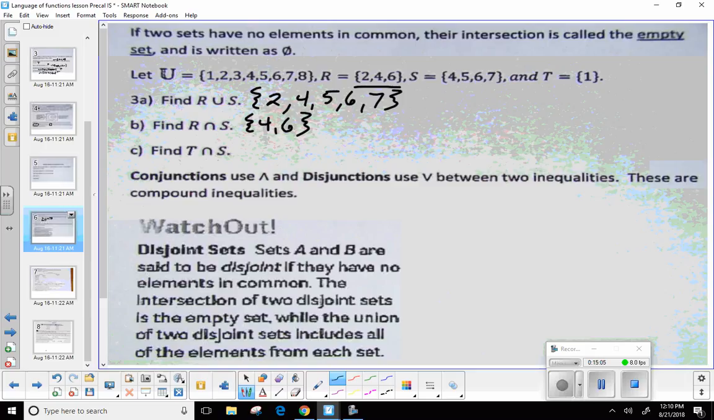So what do I want to do with T and S? What they have in common. I want the intersection. So what's in S that's also in T? Nothing. So what would that be? No solution. Okay, we could say it's the empty set. We could say it's the null set.